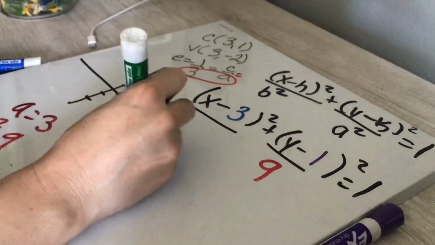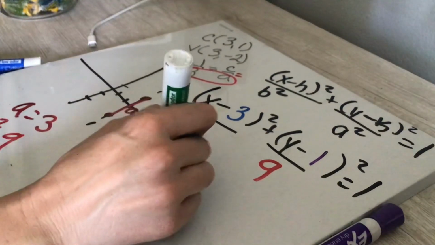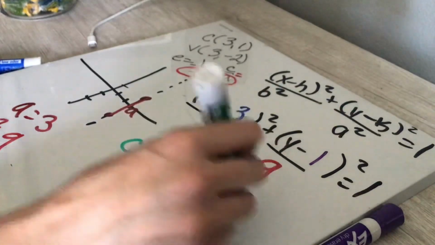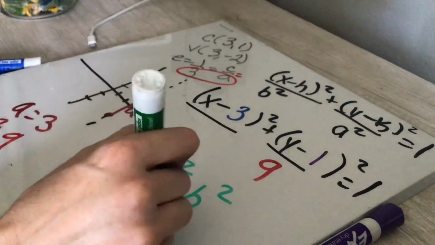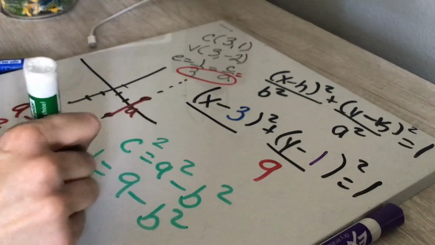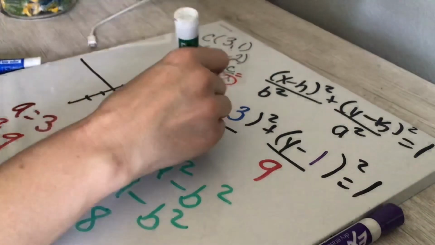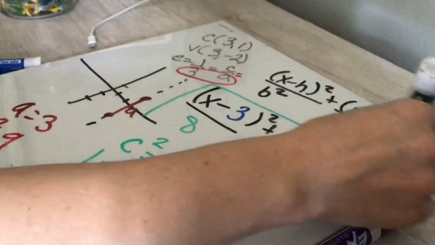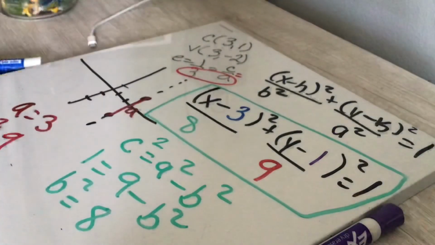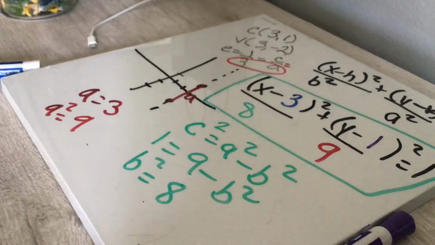So we also know that for an ellipse, c squared equals a squared minus b squared. So 1 equals 9 minus b squared. So b squared equals 8. So the equation of our ellipse with eccentricity of 1/3 is x minus 3 squared over 8 plus y minus 1 squared over 9 equals 1. So we use what we know about ellipses to find a, b, and c, and the center and the eccentricity, and we can write our equation from there.